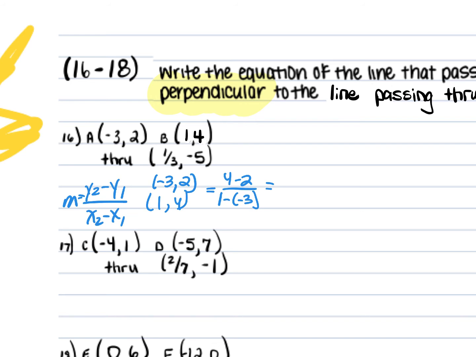What is 4 minus 2? 2. What's 1 minus a -3? 4. So I came out here that the slope that we're talking about is 1/2. Do you guys agree with me on that? Okay, so now we're going to write 2 equations. We're going to write an equation of a line through the point 1/3, -5. That's parallel, and that's perpendicular.